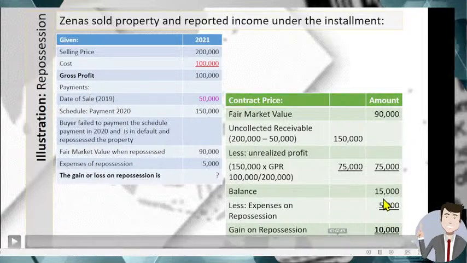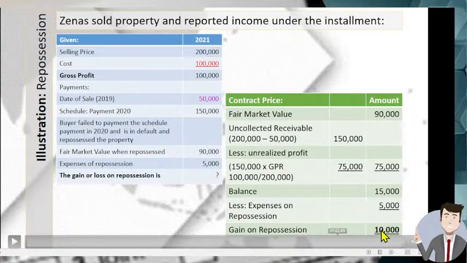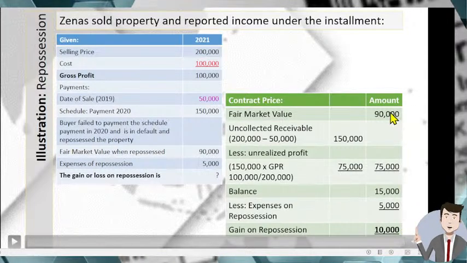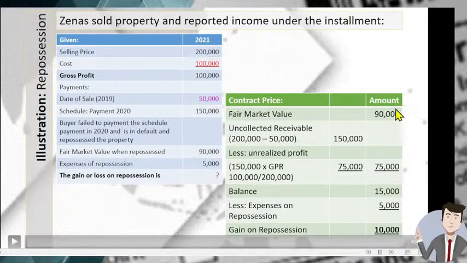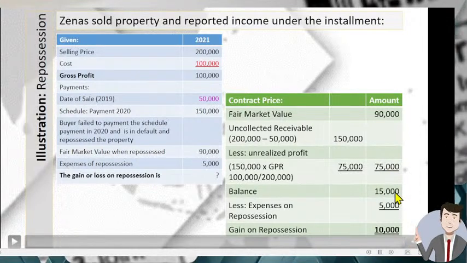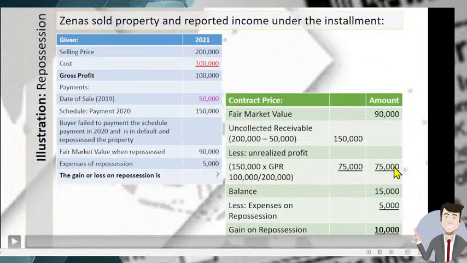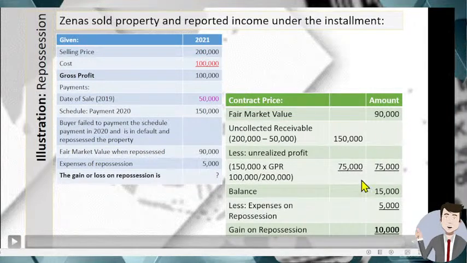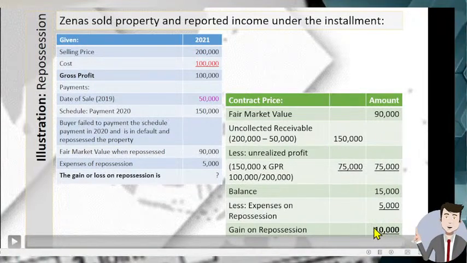Okay, that's why we have a deduction of 5,000. So the gain on repossession is in the amount of 10,000 pesos. Okay, so this is what can still be sold with regard to the repossessed property, and this is the cost of the property. Of course, the difference is gain. If ever the computed cost on uncollected receivable is more than the fair market value, of course, the difference is a loss on repossession. Okay? So it will form part of your ordinary gain or loss.